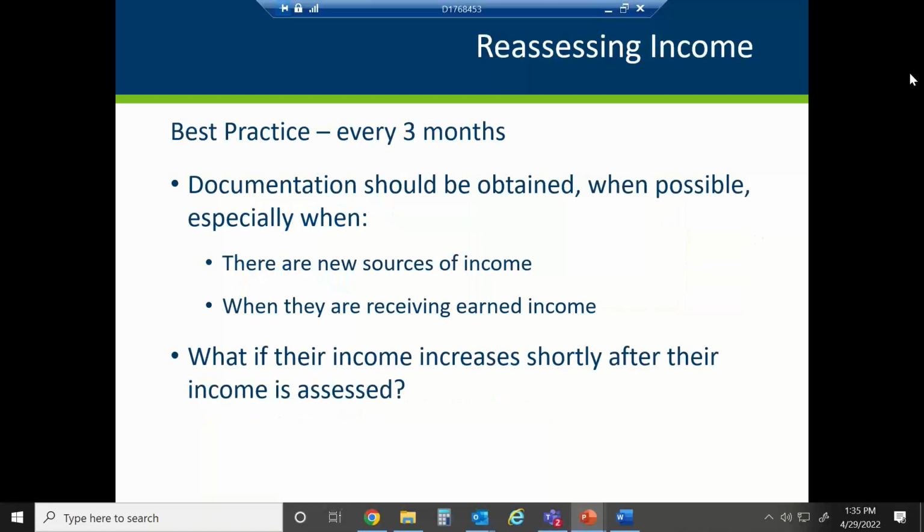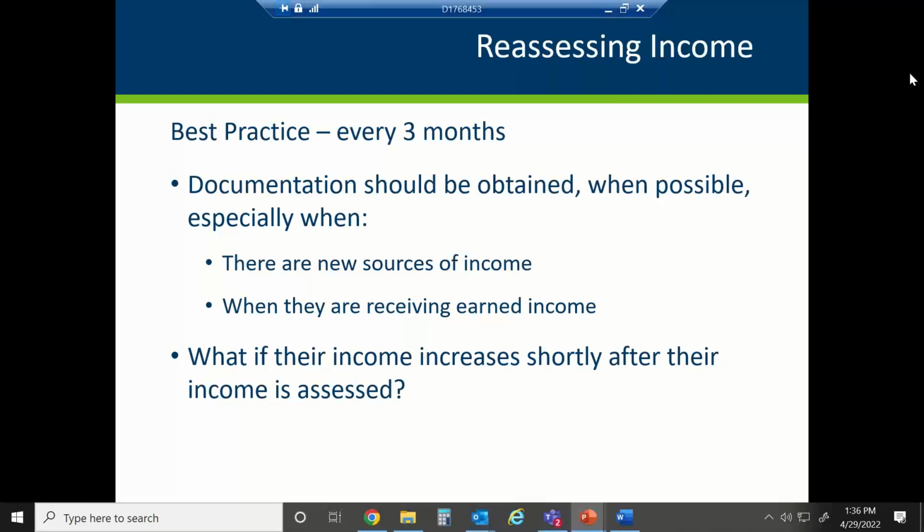For households receiving ongoing assistance, it's best practice to reassess their income every 3 months to verify that the household continues to qualify for FHPAP. There may be times, especially during the pandemic, where that doesn't happen exactly at that 3rd month, and that's okay. We're just indicating at this time that it's the best practice. We do ask that you make every attempt to obtain documentation when there's a new source of income. For example, if a household's previous and sole source of income was MFIP, and now they've gained employment.